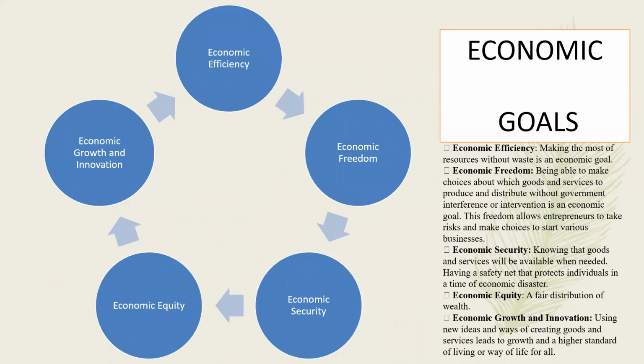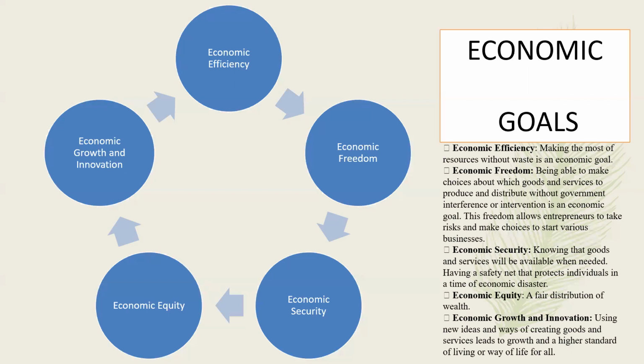So we have here the economic goals. A simple diagram that just summarizes all the things that we are aiming for as an economy. As an economy, we want economic efficiency, we want economic freedom, economic security, economic equity, and economic growth and innovation. Just at the side of this little diagram here are some notes, some pointers that explain what economic efficiency is for an economy.